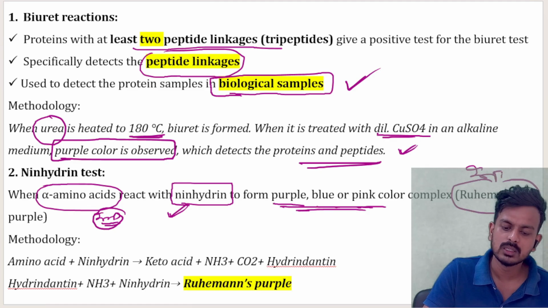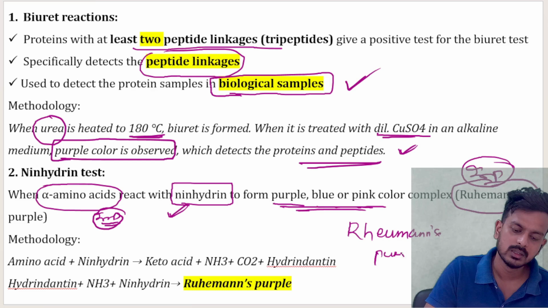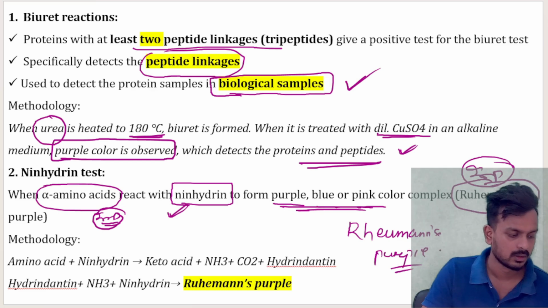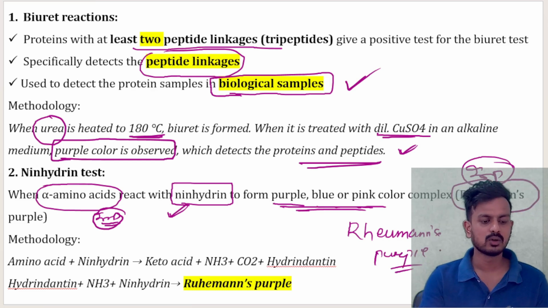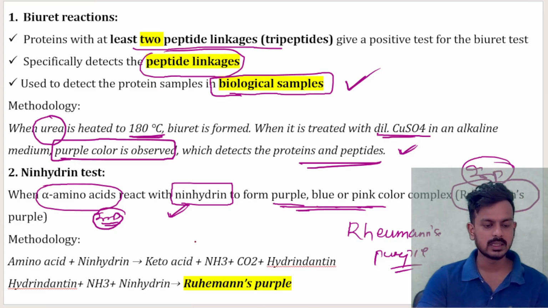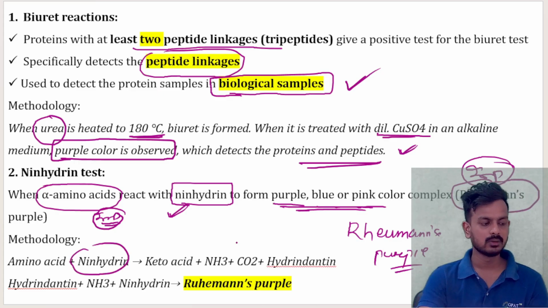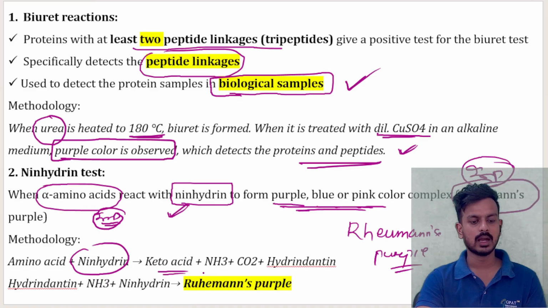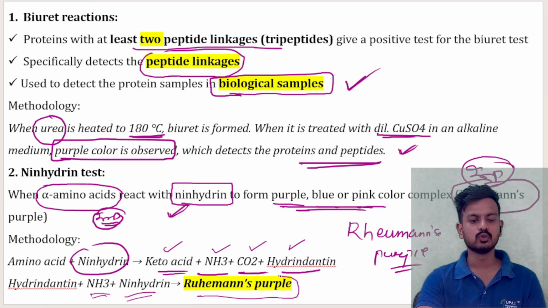Many times this color is asked about in the exam. Please remember Ruhemann's purple. What is the color? That is Ruhemann's purple. Okay. If we talk about the methodology, when an amino acid reacts with ninhydrin, it develops a keto acid along with ammonia, carbon dioxide, and hydrindantin. This hydrindantin again reacts with ammonia and ninhydrin and results in the Ruhemann's purple color.